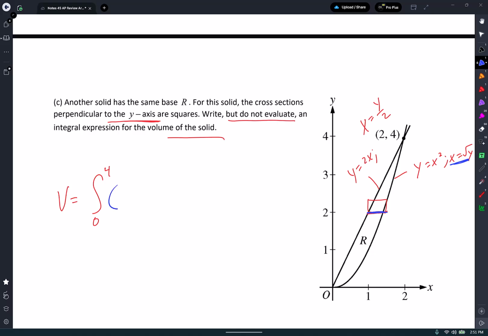So I'm going to write open parenthesis, square root of y minus y over 2. Close it, put a what on it? Squared, and then put the differential dy. These are with respect to y. And do they want me to evaluate it? No. Done.